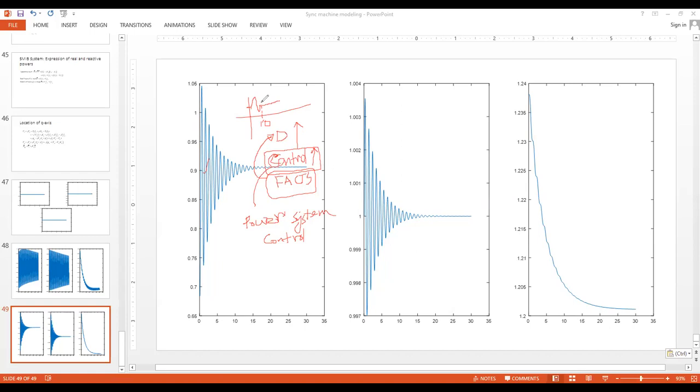To take it much closer to the disturbance application time: when you apply the disturbance, before the disturbance the system should remain at the initial point, and then it will start to oscillate, and you try to make it settle down as quickly as possible.